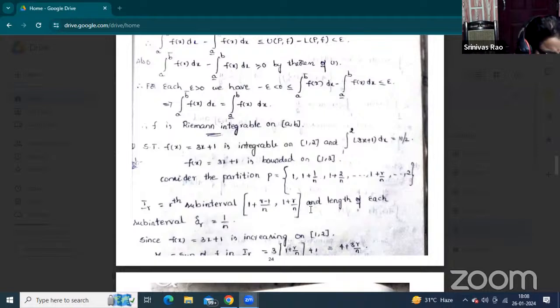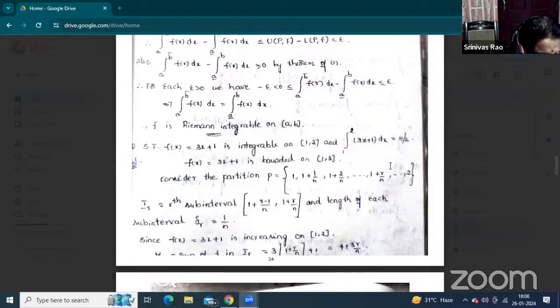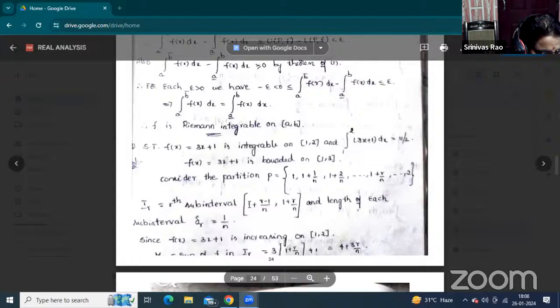So all the subintervals have the same length, and the length of the rth subinterval is denoted by del r. That value is 1/n. So this is the first subinterval, 1 comma 1 plus 1/n. This is the second subinterval, 1 plus 1/n and 1 plus 2/n. In the same manner, the rth subinterval is 1 plus (r-1)/n and 1 plus r/n.